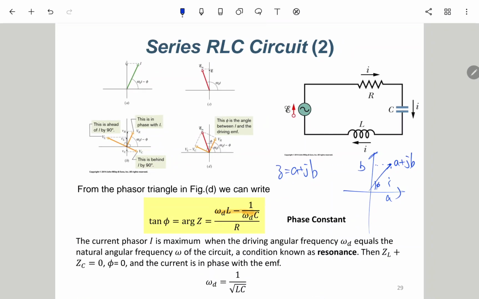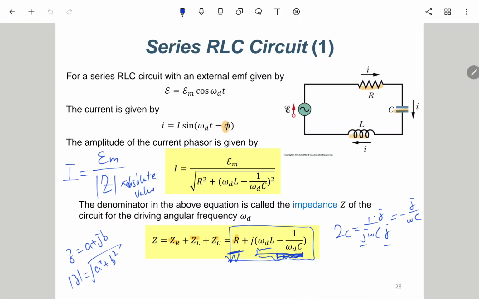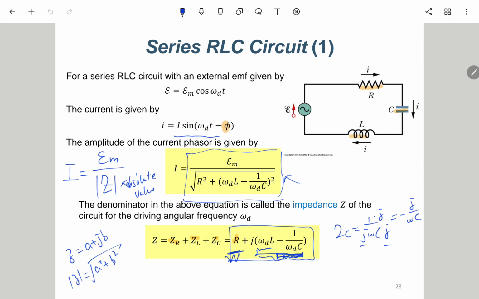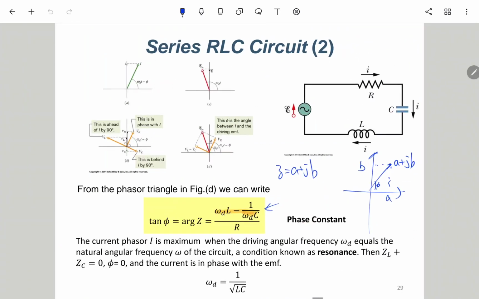Okay, so according to the phasor, we will know why the phasor of the current will be like this. So if we have the numbers EM, R, L, C, and also omega d, we just plug in and calculate. This is the magnitude of I, and this is the phase of I. After computing these two numbers, the solution is nothing but this. Okay, so this is very trivial.